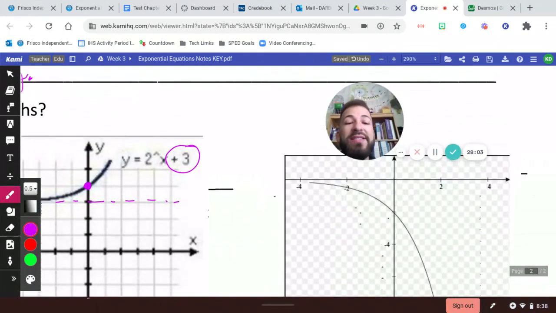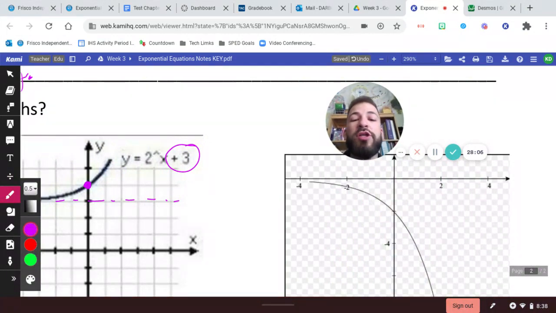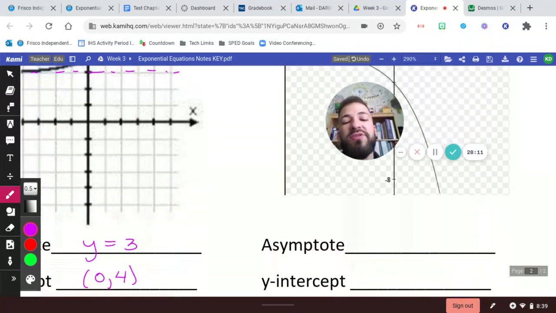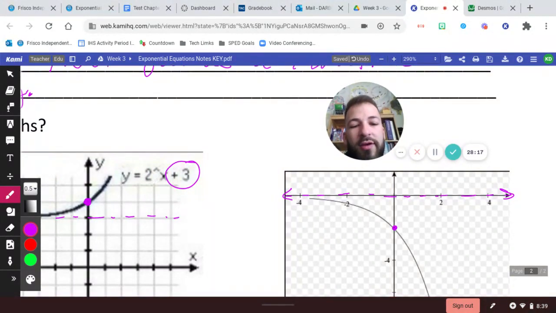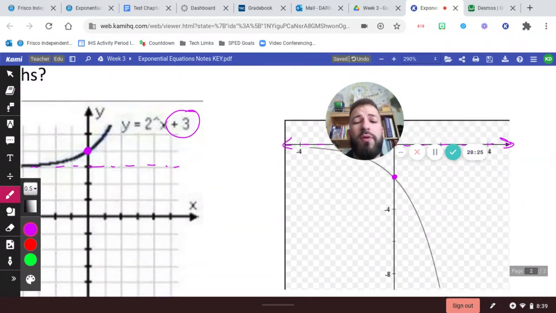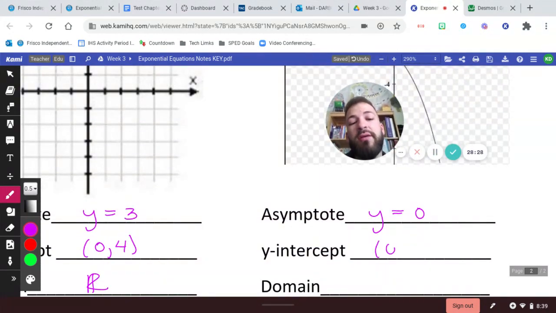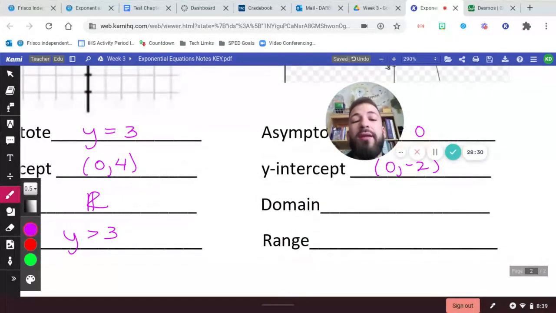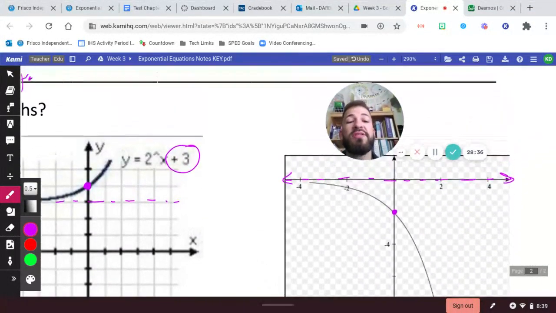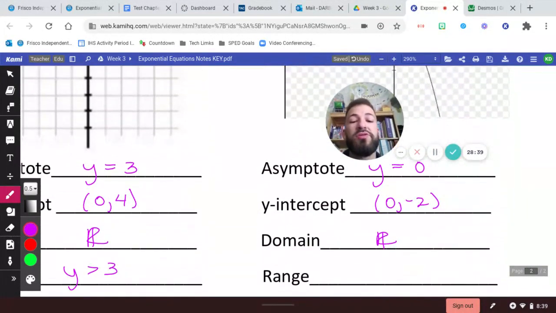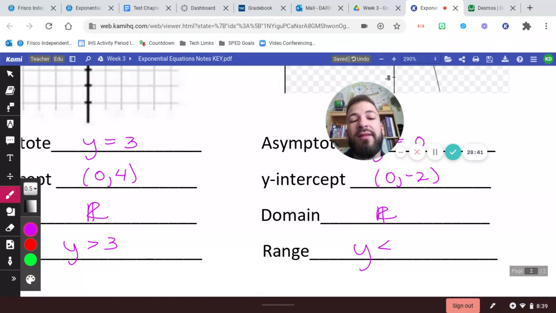Then last but not least, this function, where does it look like it is sloping off at? Looks like we're back at 0. So y is equal to 0 is our asymptote. For our intercept, we're crossing, which deceptively looks like it could be 1, but it does go down to -4 here and then 0. So (0, -4), halfway would be -2. So y-intercept would be (0, -2). Domain, always all real numbers. Range, our asymptote is 0, but this time our graph is below the asymptote. So our range would be y is less than 0.